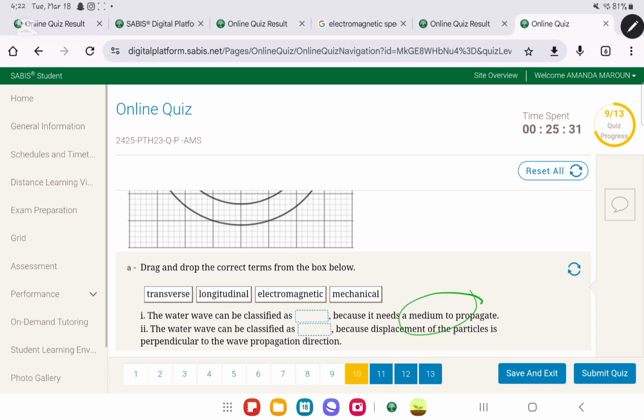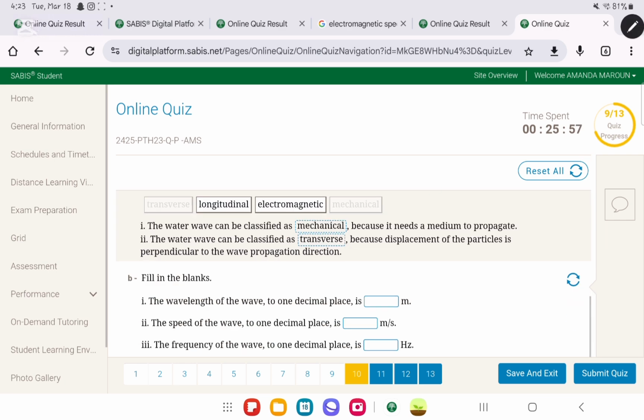They told us the water wave can be classified as, first of all, it needs a medium to move. Because it needs a medium to move, it can be classified as mechanical. If it doesn't need a medium to move, then it's electromagnetic. And because the displacement of the particles is perpendicular to the wave propagation direction, it is transverse. If it was moving along, or parallel to, the wave propagation direction, then this is a longitudinal wave.